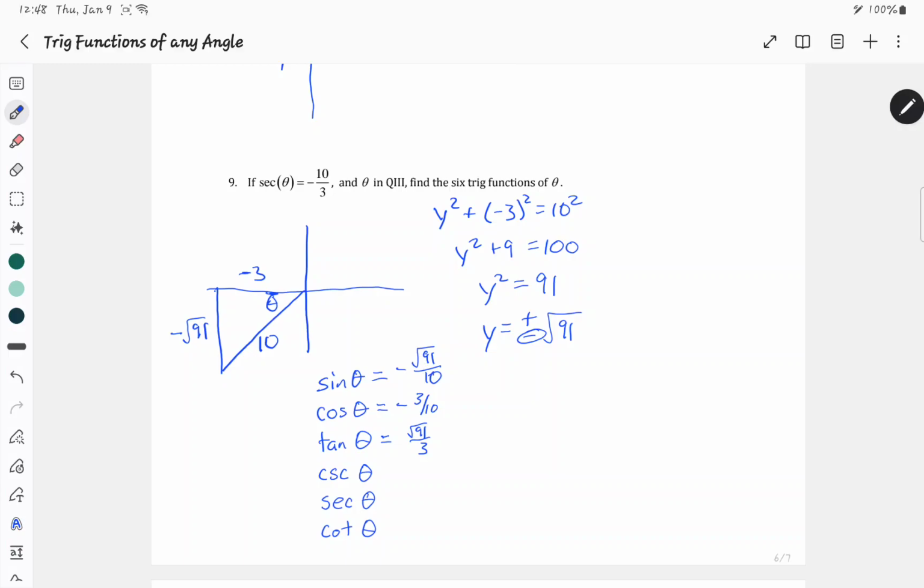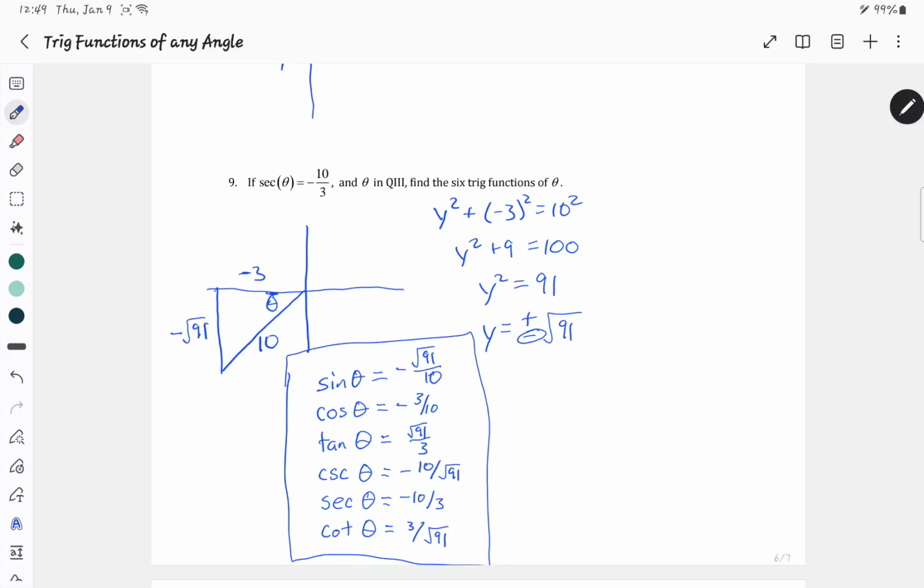Cosecant, we'll just flip it, so this is now negative 10 over root 91. Again here, I'm not going to rationalize, I'll just leave it like that. Secant is going to be negative 10 thirds. And cotangent is going to be 3 over root 91. So that is all 6 trig functions.